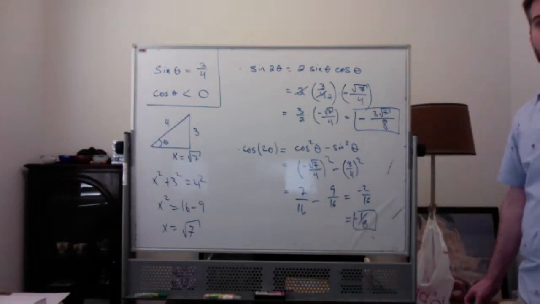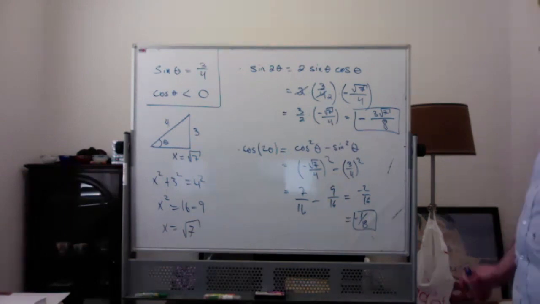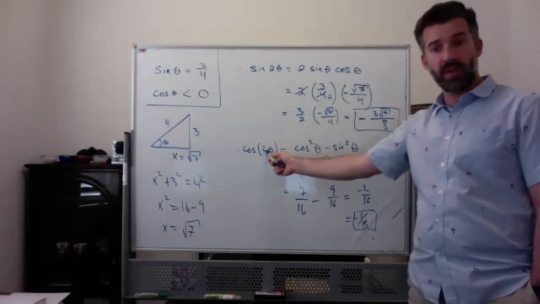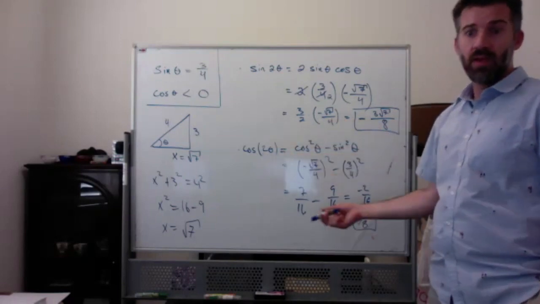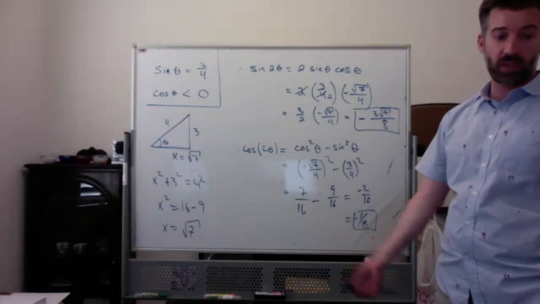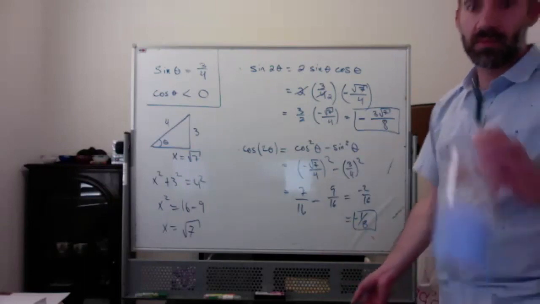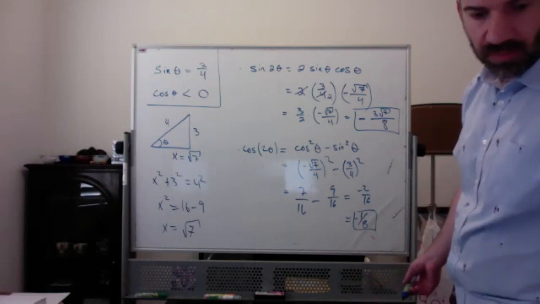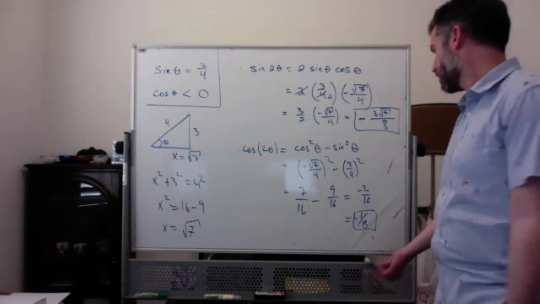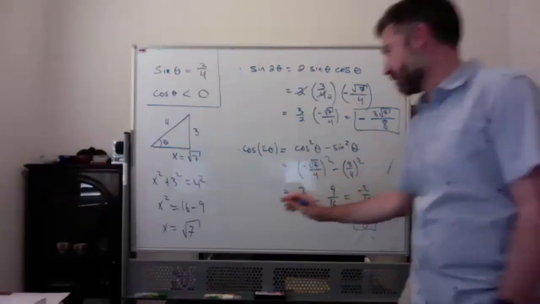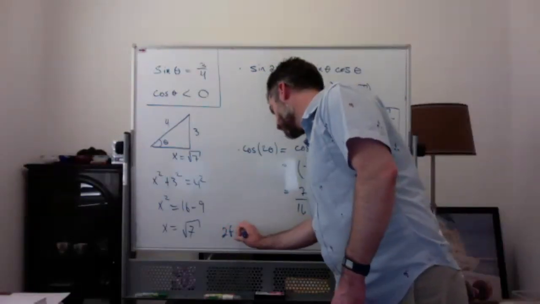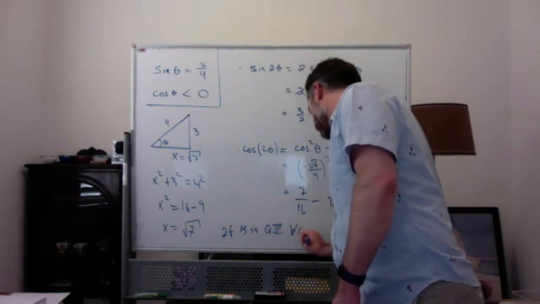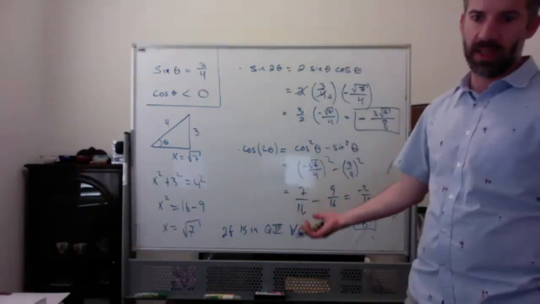Finally, I'm just going to say the answer to the third part. Since sine of 2 theta is negative and cosine of 2 theta is also negative, the angle 2 theta has to be in which quadrant? Quadrant 3. That's where sine and cosine are both negative. So 2 theta is in quadrant 3 because sine 2 theta is negative and cosine 2 theta is negative.